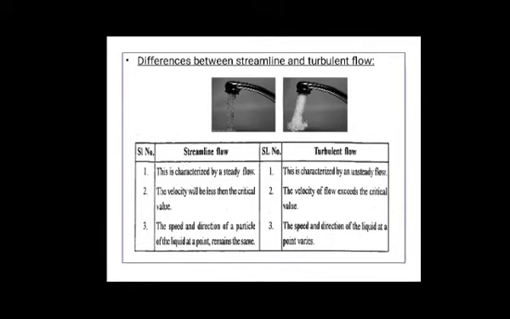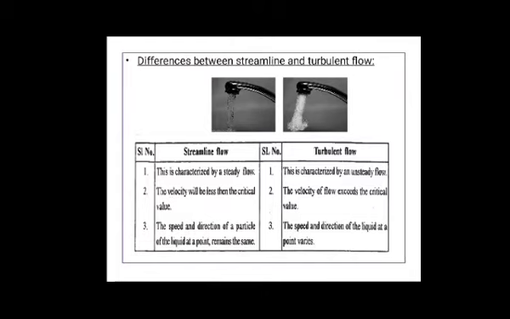Streamline flow is characterized by steady flow. The velocity will be less than the critical value, and speed and direction of a particle of the liquid at a point remains same. But in case of turbulent flow, it is characterized by an unsteady flow. The velocity of flow exceeds the critical value. The speed and direction of the liquid at a point varies, means it changes.